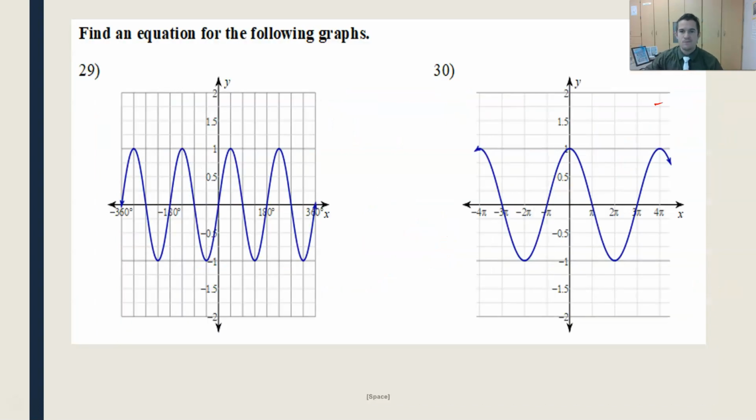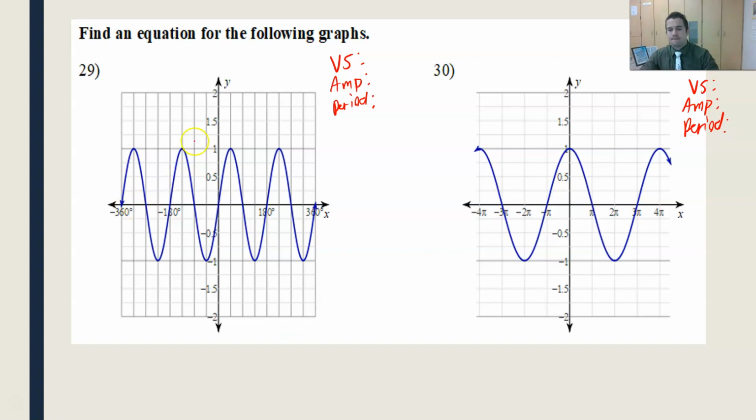Okay. Now, last part, we're going to find an equation that fits each of these graphs. So on each of these graphs, I need to determine if there's any vertical shift, if there's any change in amplitude, and what the period is. Same over here, I need to find if there's any vertical shift, any amplitude, and any period shift. Okay?